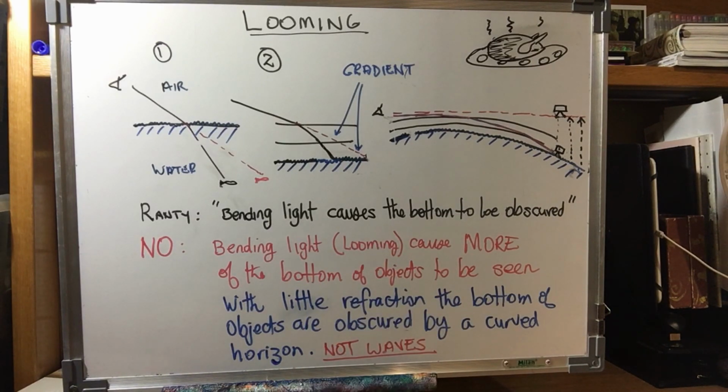Ranty, the bending light which causes looming causes more of the bottom of the objects to be seen. Okay? So, in situations with little refraction, like the other photo that we've seen, where the items are nearly sunken into the sea beyond the horizon, the bottom of objects are obscured by a curved horizon. Again, there's not sufficient looming to bring them up, so you can see that they are beyond the horizon. Okay. The other thing is, this is not something that's covered by waves, so stop trying to pretend that waves are obscuring the rig.